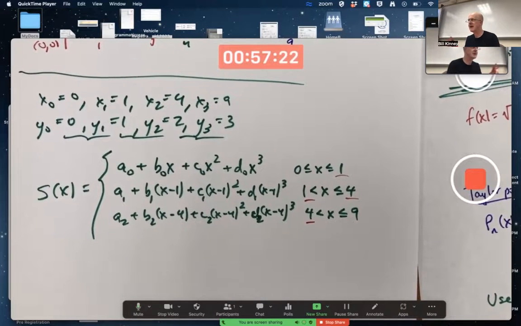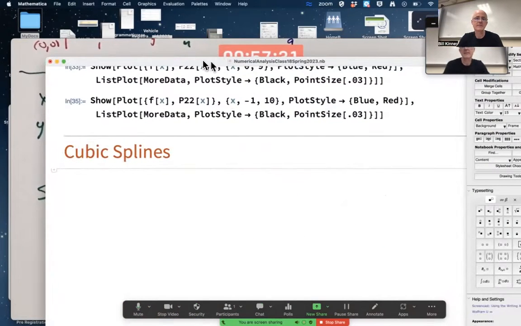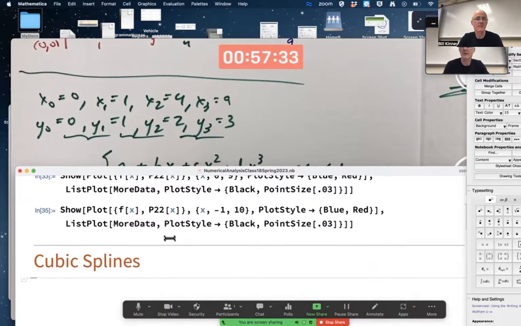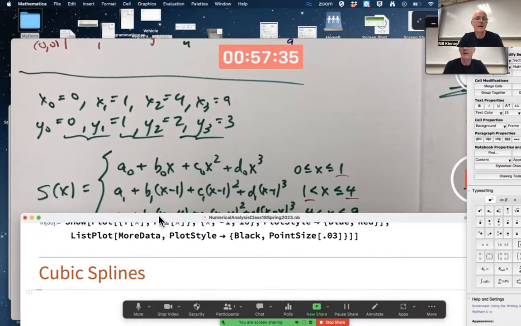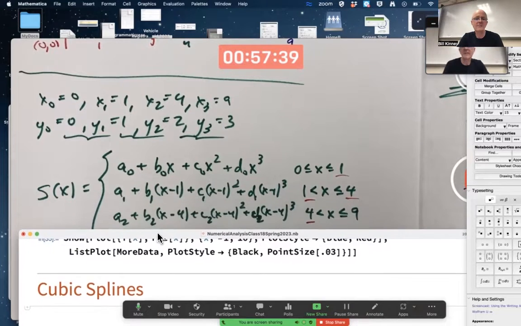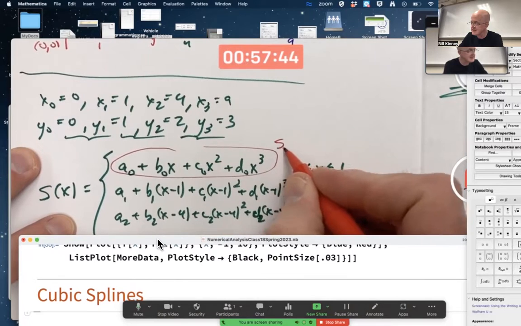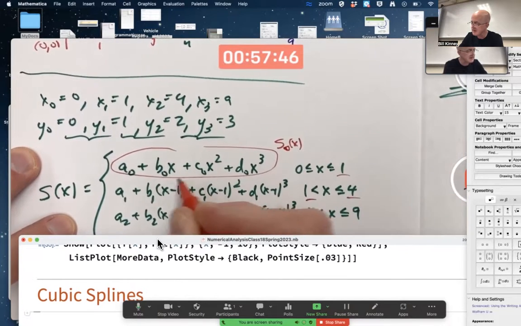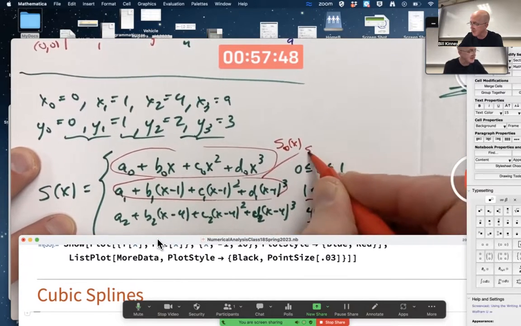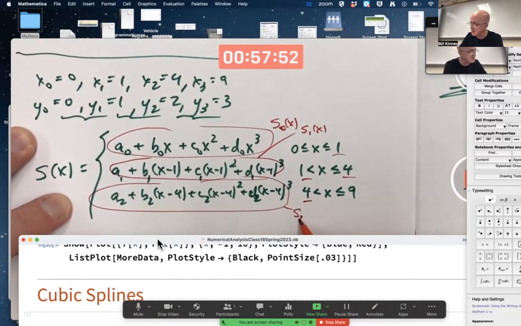Making these match up at those nodes doesn't quite give us 12 equations. Let's see how many it gives us. So let's use Mathematica now. This could be something I could have you use Mathematica for. We will give names to these pieces. I'll call this S sub 0 of X. Call this S sub 1 of X. And call this S sub 2 of X.